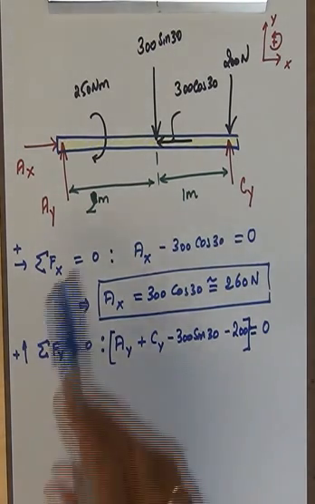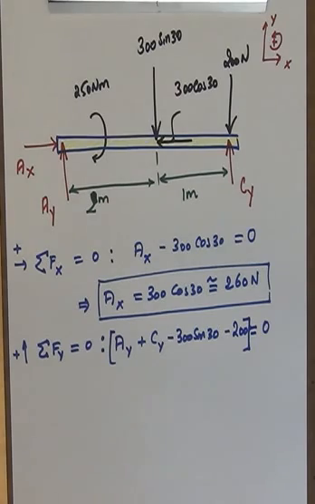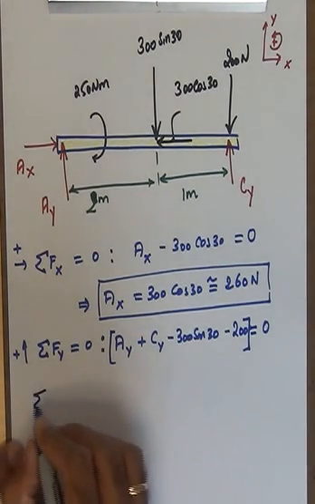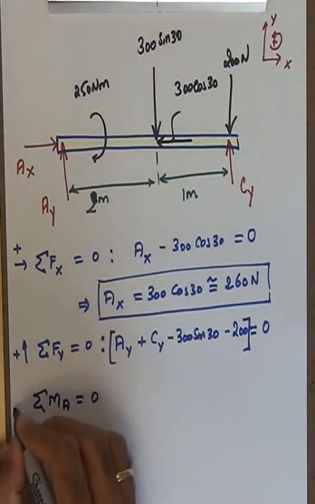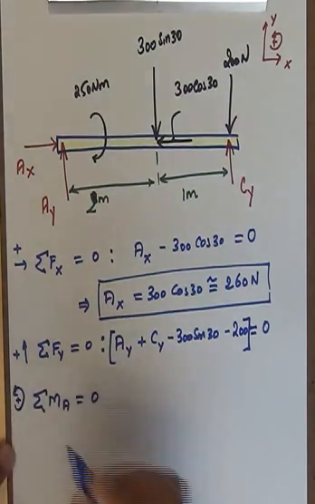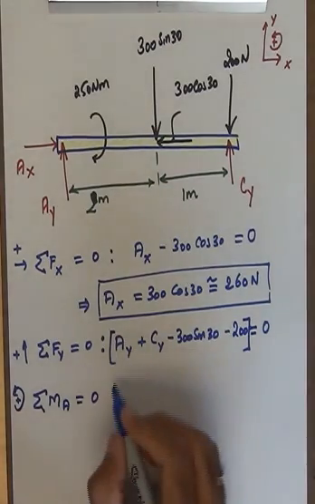And here I can choose pretty much any point in the rigid body. But I'm going to choose the point A. You could very well choose the point C as well. Okay, so I'm going to choose the point A. I'm going to sum moments about the point A, set that equal to 0. I'm going to assume all counterclockwise rotations to be positive.